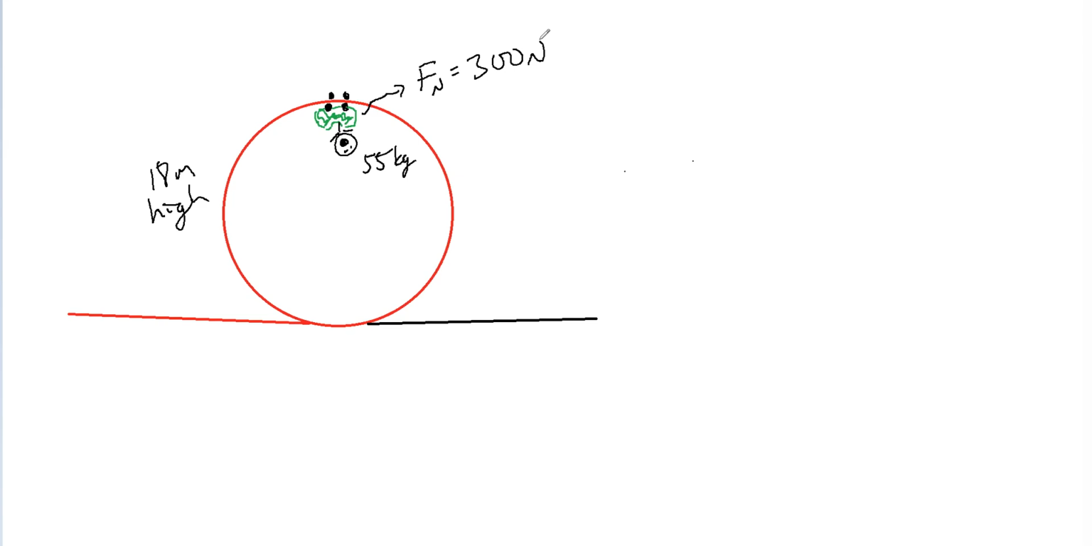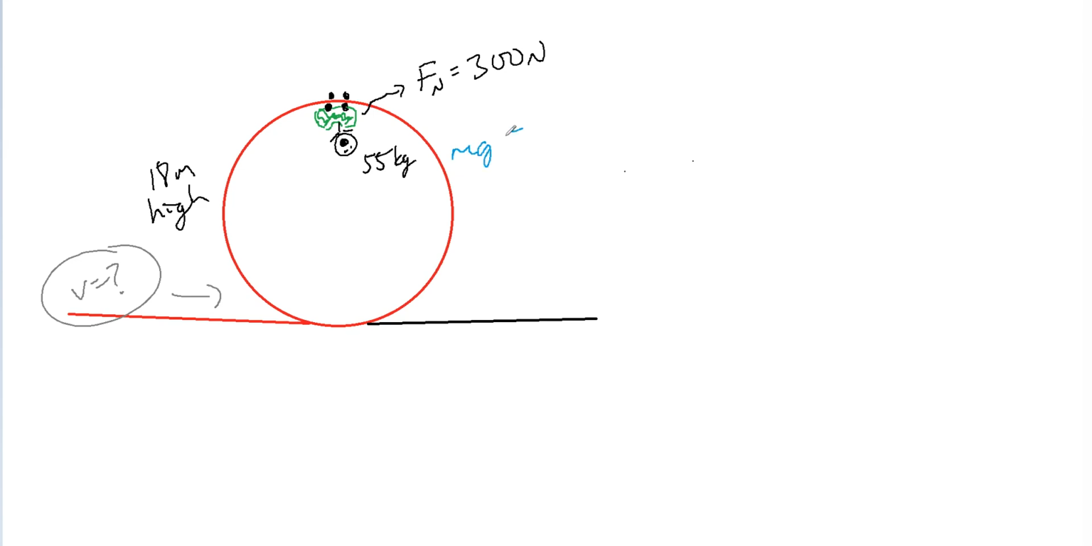All right, so we're going to find a couple things here. The main thing is, let's find out how fast he was going when he came in the first place. But first of all, I've got the Fn up there of 300. I've also got his mass, so I'm going to find his weight as well, because that often comes in handy.